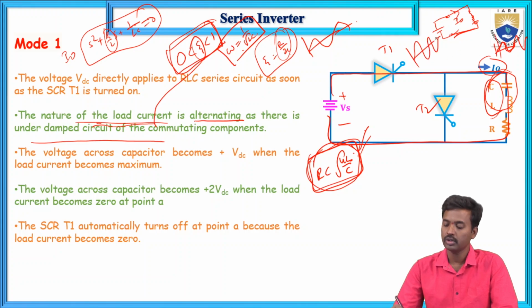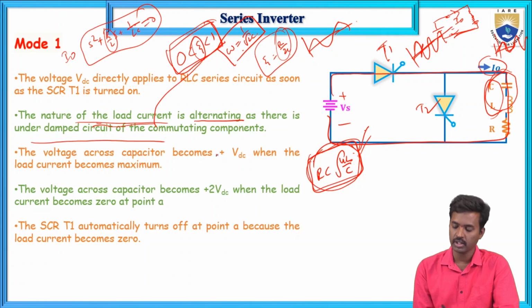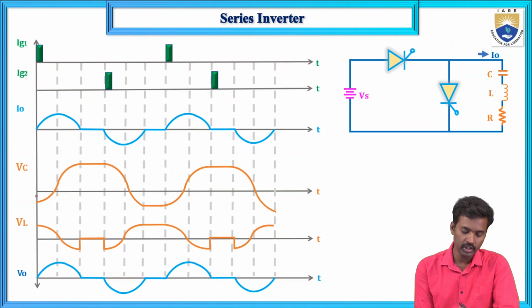Just go through the class A commutation video. In that, when it comes to 0, the SCR T1 will be turned off. The voltage across the capacitor is VDC when the load current is maximum. If you see this, initially the voltage across the capacitor is minus VDC. Now when the voltage across the capacitor is VDC, the current is at its maximum value.